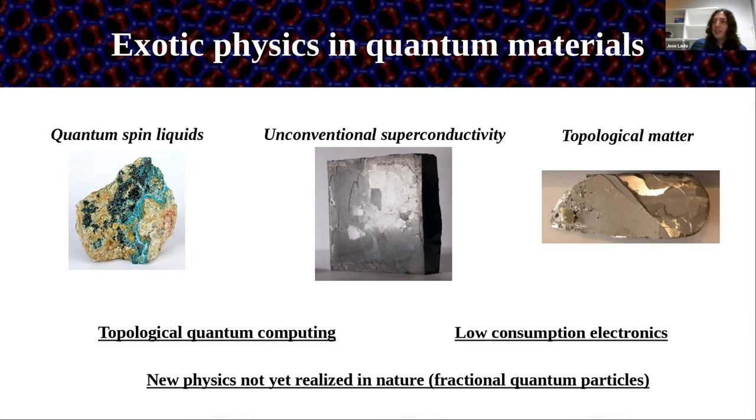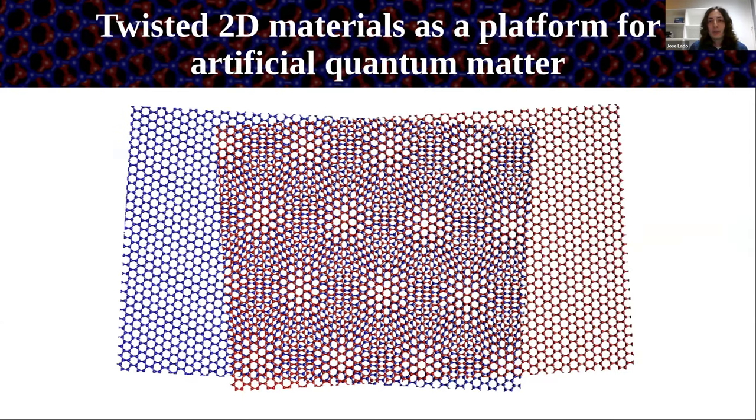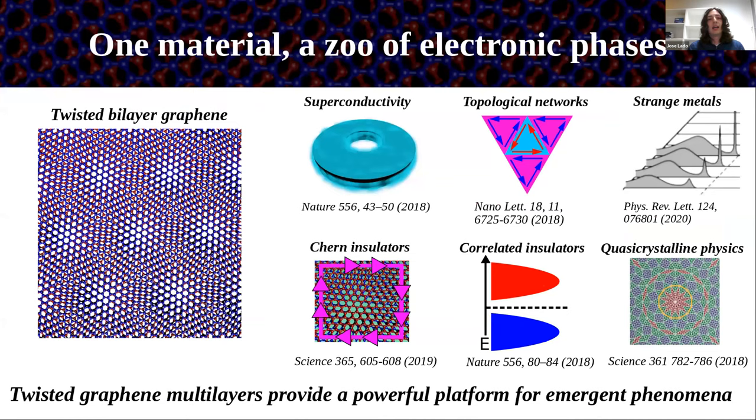So in the last years, we've seen that twisted two-dimensional materials are a new player in this field of correlated and unconventional states of matter. And the idea is fairly simple. We start with two-dimensional materials that, in principle, are not strongly interacting. We put them on top of one another, twist them, and we get some unconventional correlated state. One of the most paradigmatic examples of this is twisted bilayer graphene, which is almost the simplest twisted 2D material that you can think of.